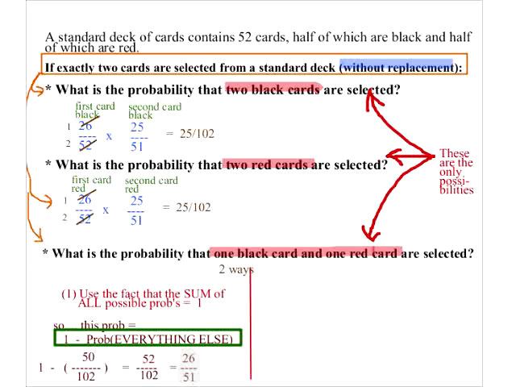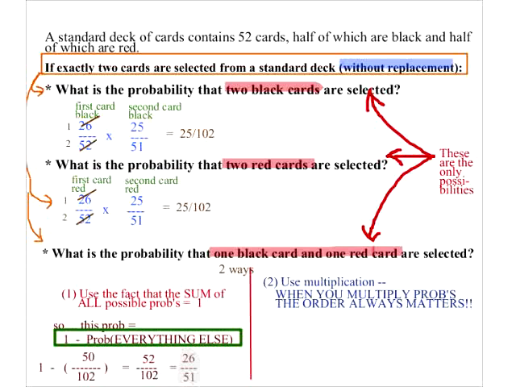Okay, now let's do it by multiplication. Here's the deal. If you use multiplication, the order matters, and it turns out when you multiply probabilities, the order always matters. Always, always.